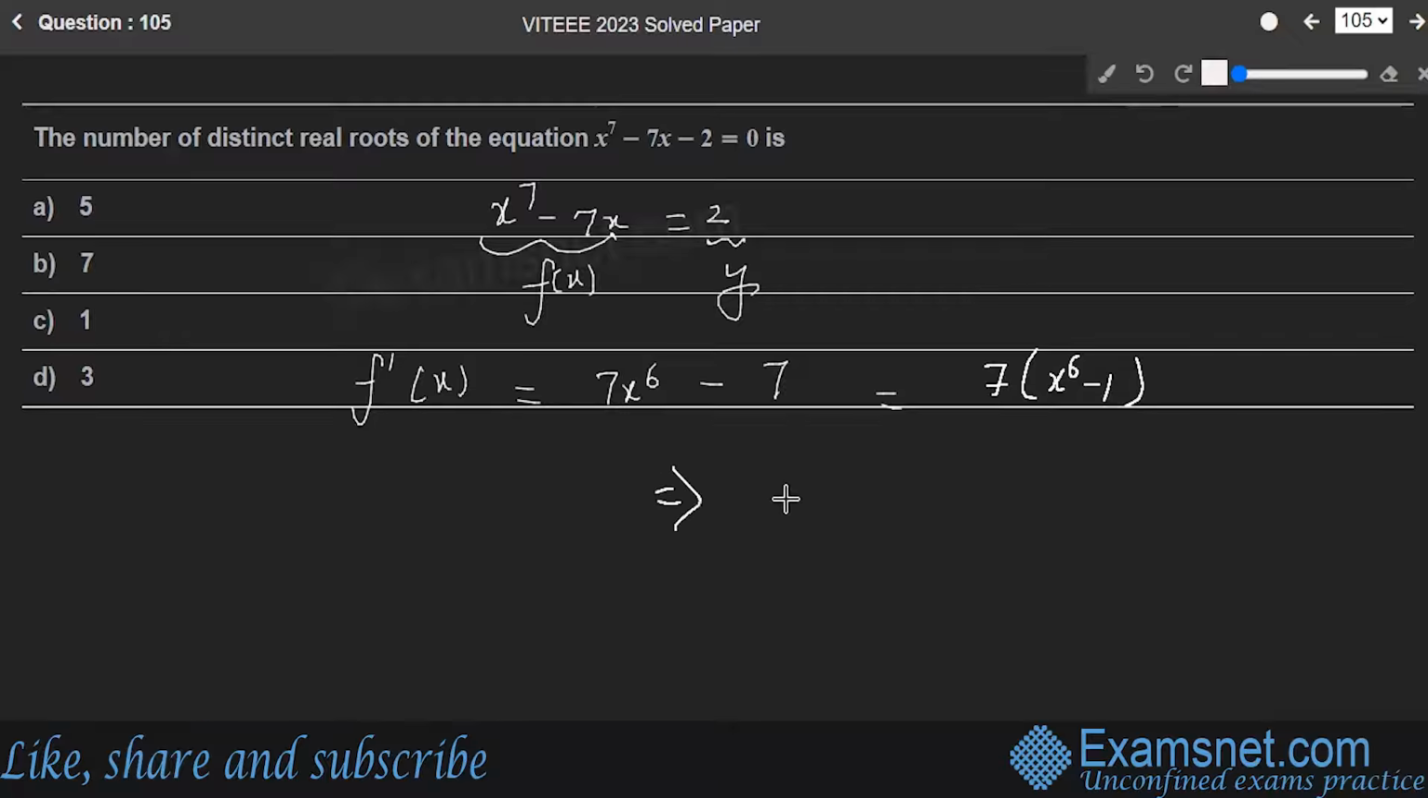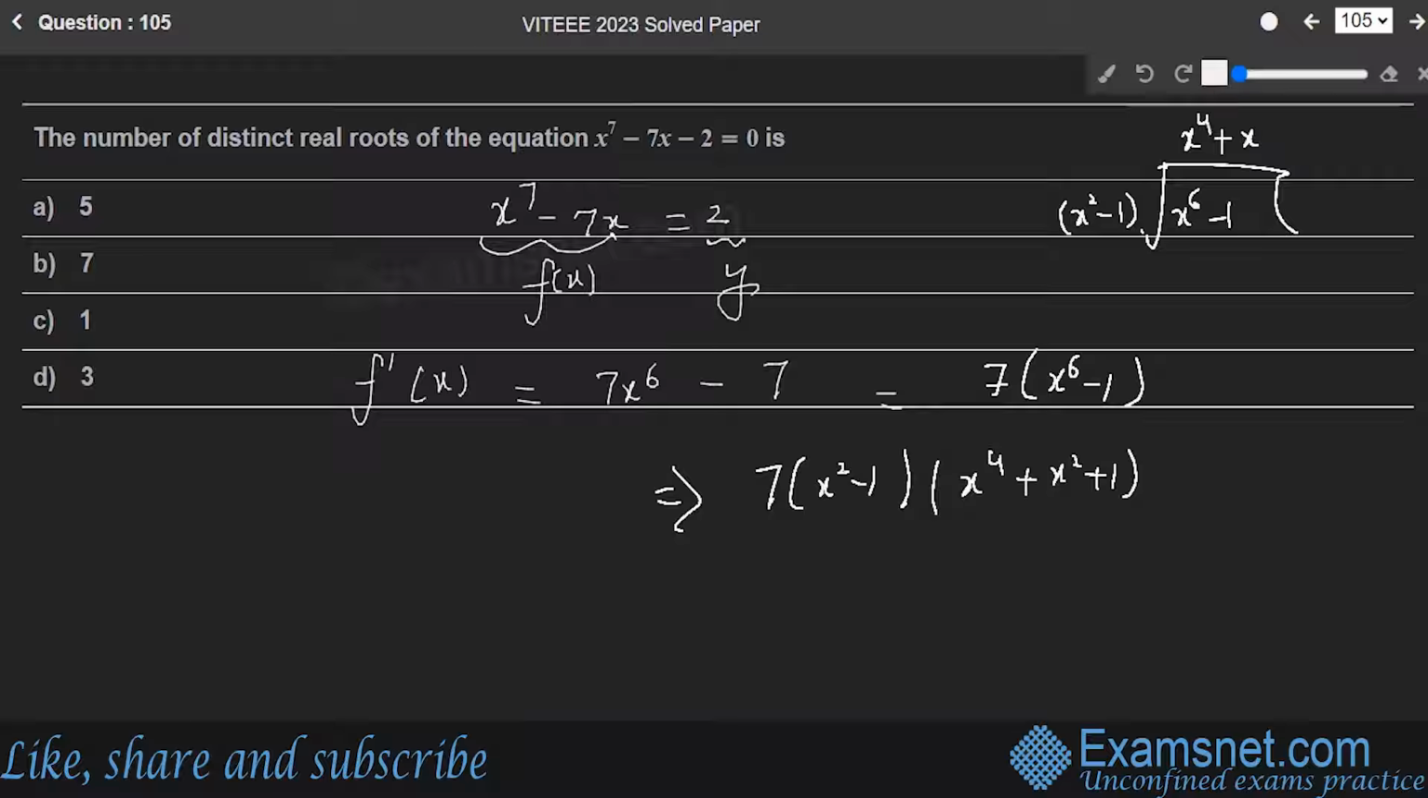Fine. Now you can write it as x square minus 1 into x raised to power 4 plus x square plus 1. How is that? See, x square minus 1 is one of the factors. X raised to power 6 minus 1 when divided by x square minus 1 will give you the quotient as 1 plus x square plus x raised to power 4. Right? Now, if f dash x is equal to 0, which gives you x square is equal to 1, or x is equal to plus minus 1.